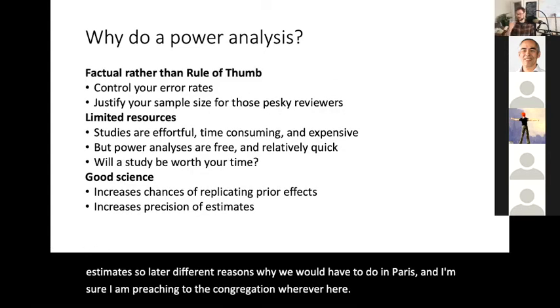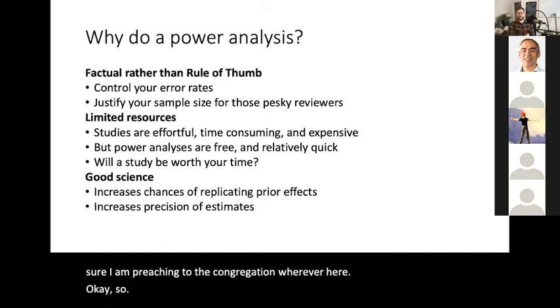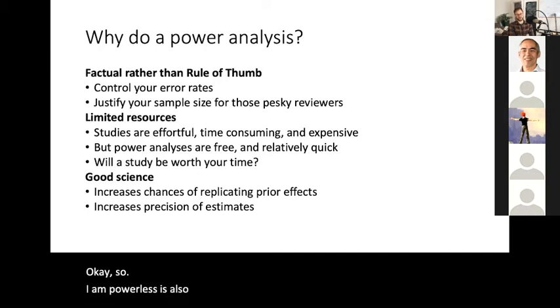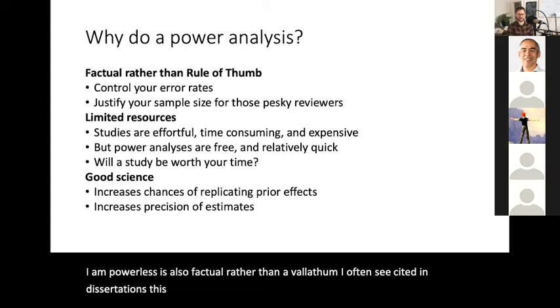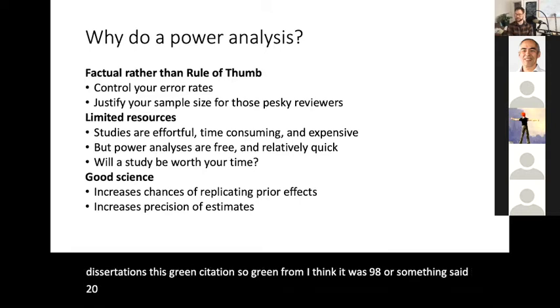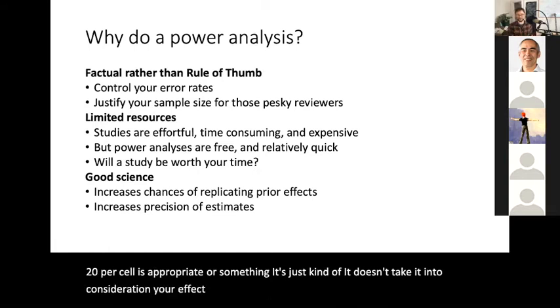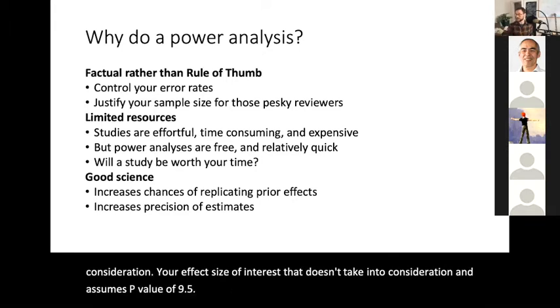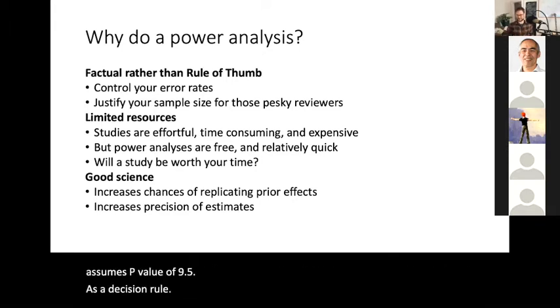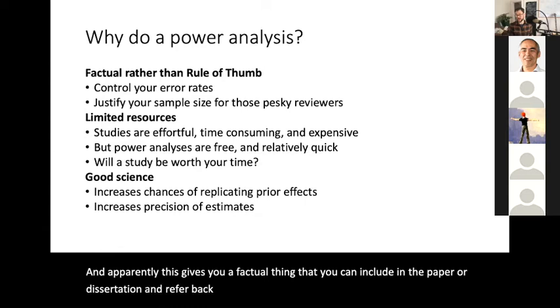Okay, so a power analysis is also factual rather than a rule of thumb. I often see cited in dissertations this Green citation. So Green, from, I think it was 98 or something, said 20 per cell is appropriate. It doesn't take into consideration your effect size of interest, and it assumes a p-value of 0.05 as a decision rule. A power analysis gives you a factual thing that you can include in a paper or dissertation and refer back to in your discussion. And it also means you can justify your sample size to reviewer 2 if you need.